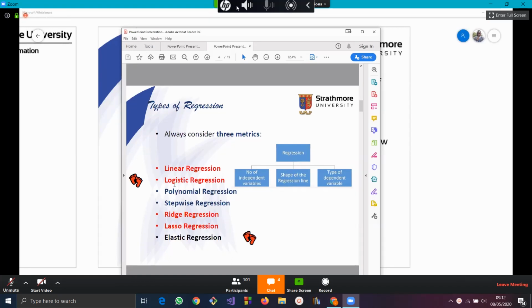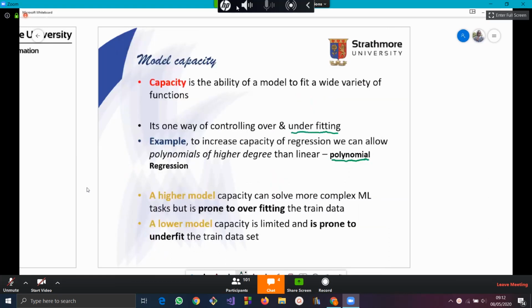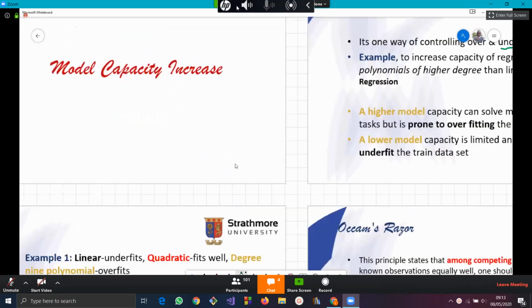So polynomial is just allowing high order degree polynomials apart from linear. Good. So today we have just mentioned polynomial regression. Higher model capacity can solve more complex tasks, but it suffers overfitting. Lower model capacity is limited, and it's also prone to underfitting, to underfit the train data.